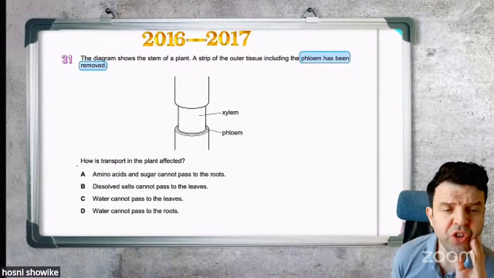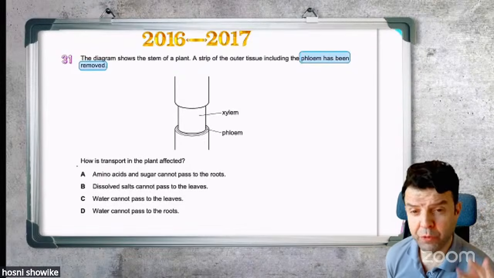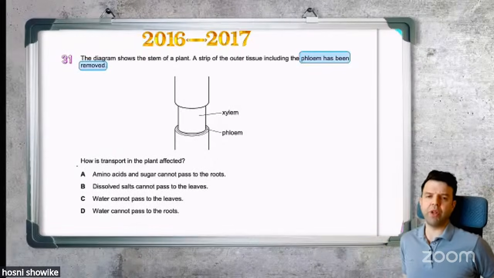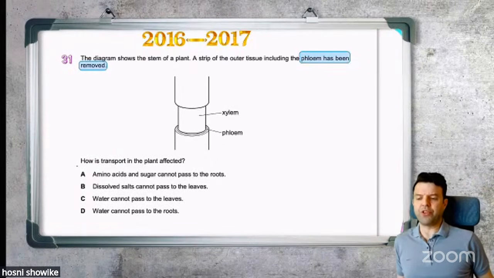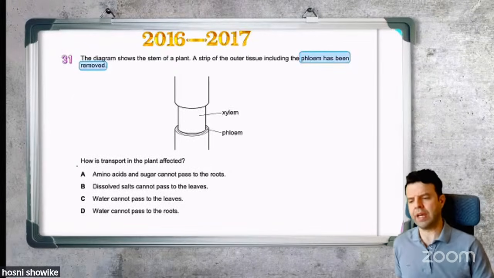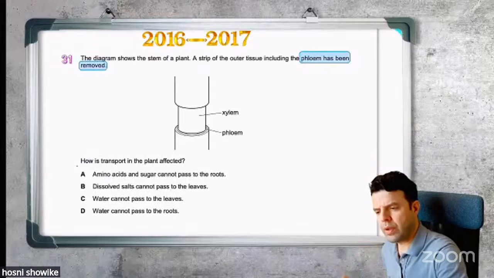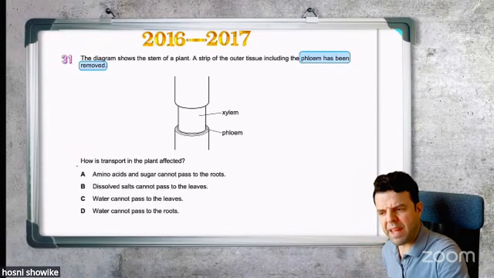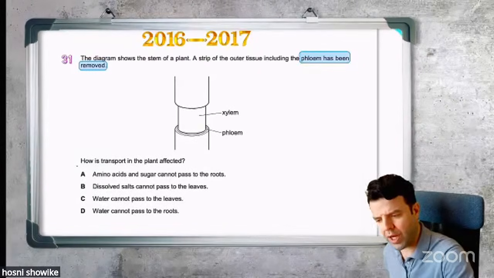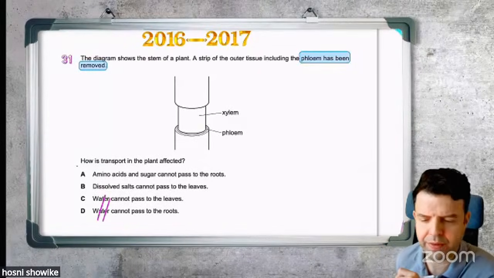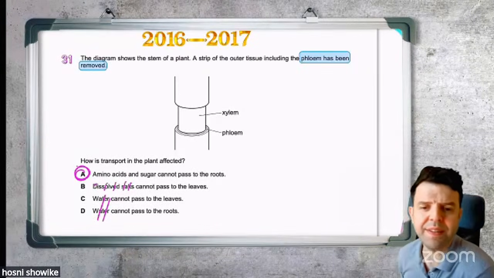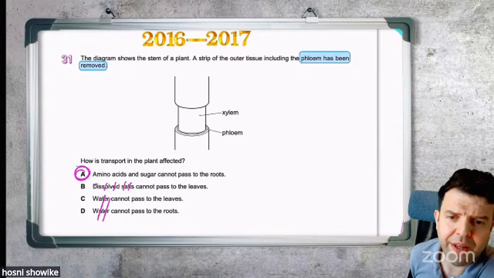Now, for this question, they have removed phloem. Phloem has been removed. Xylem is fine. Nothing's been done to xylem. How would you expect the transport to be affected? It's easy, right? Because phloem is gone. If phloem is gone, then water is still fine, right? Salts and mineral ions are still fine. The only thing that will be affected is sucrose and amino acids.